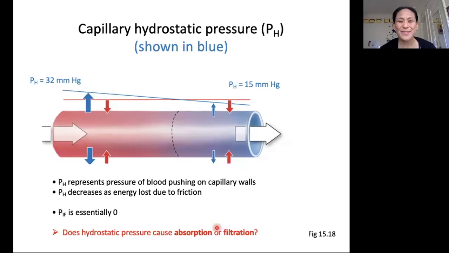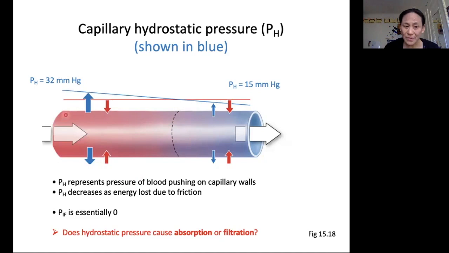All right, next up, let's look at our other main player in this phenomenon of bulk flow. That is capillary hydrostatic pressure, okay? So capillary hydrostatic pressure is designated like this as a P with a subscript H, okay? And that's going to represent the pressure of the blood pushing on the capillary walls. So this is the same pressure that we have been talking about thus far, right? When we were talking about pressure in the arteries and in the heart, this is that same pressure, hydrostatic pressure. It's the pressure of the blood pushing against its container, in this case, the container being the capillary, okay?